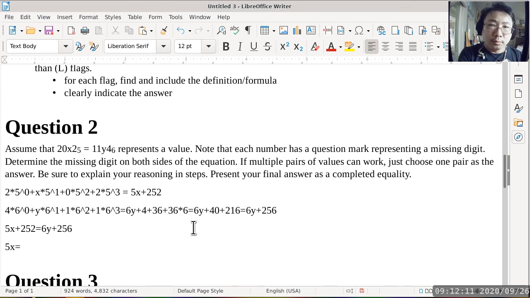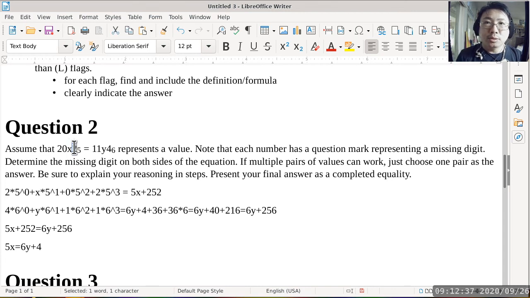equals to, oh, that doesn't seem to make sense. Okay, I must have messed up in the math somewhere. Yeah, that doesn't make sense. Okay, but I'm just going to go with the math here, and then I'll tell you why it doesn't make any sense. So that's a 4 left over. So I definitely messed up my math somewhere.